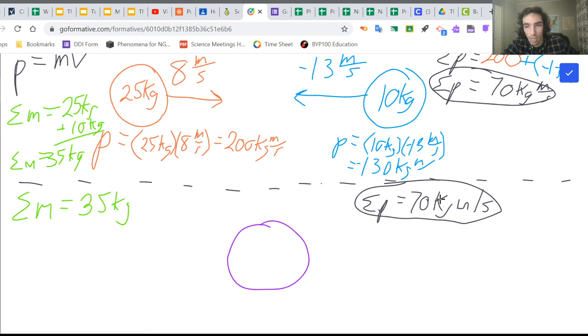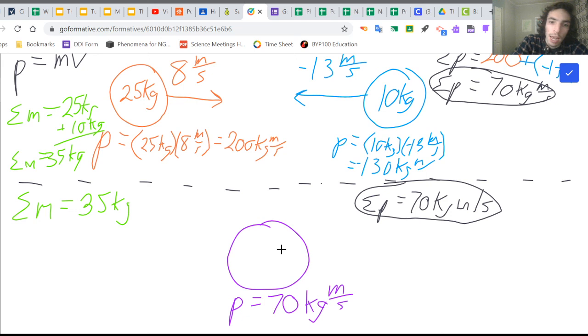If the total is 70 and we just have one object at the end, then the momentum of this object at the end has to be that 70 kilogram meters per second. It's not like we know a piece and we need to subtract out another piece like we had in the last problem. We just have one object, so our total is it. And in a similar way, the total mass here is 35 kilograms, and if we just have one object, all of that total has to come from there. And so we have this combined mass, which is kind of intuitive.